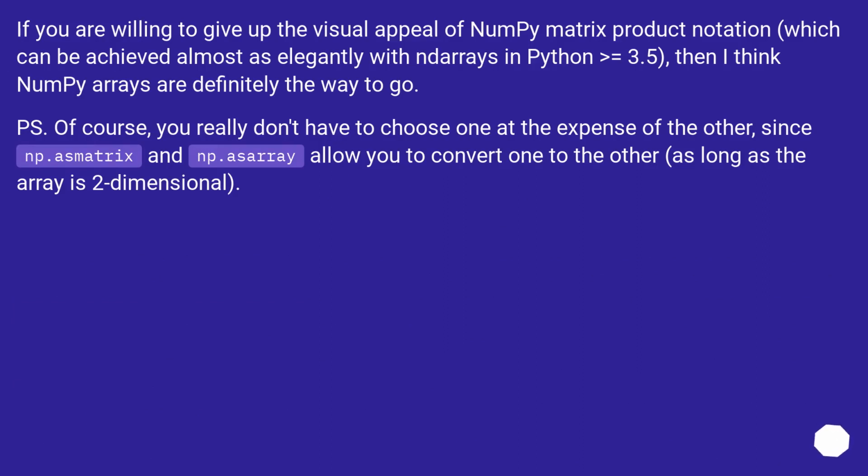If you are willing to give up the visual appeal of NumPy matrix product notation, which can be achieved almost as elegantly with ndarrays in Python >= 3.5, then I think NumPy arrays are definitely the way to go. P.S. Of course, you really don't have to choose one at the expense of the other, since np.asmatrix and np.asarray allow you to convert one to the other, as long as the array is two-dimensional.